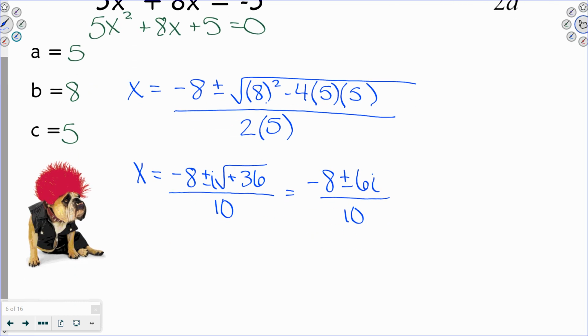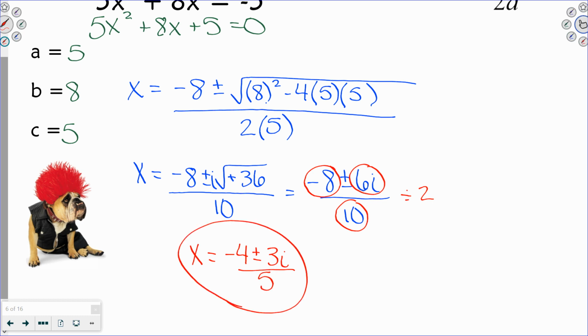And then I have to ask myself, can I divide all three numbers? Has to be all three. Yeah, I can divide them all by 2. So negative 4 plus or minus 3i over 5. And since I have an i in there, that makes them not like terms, so I can't actually go any further than that.